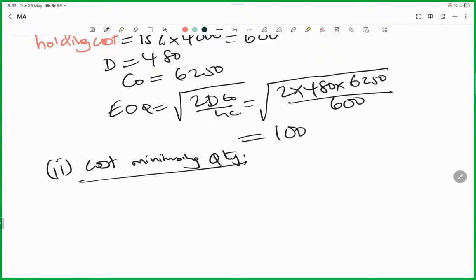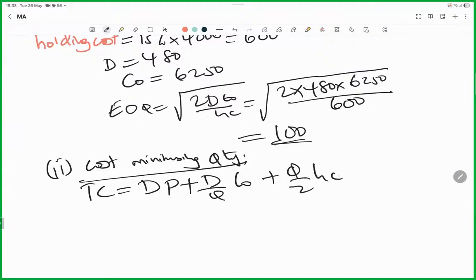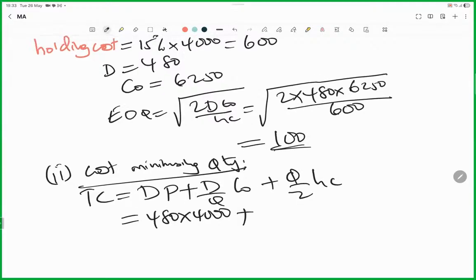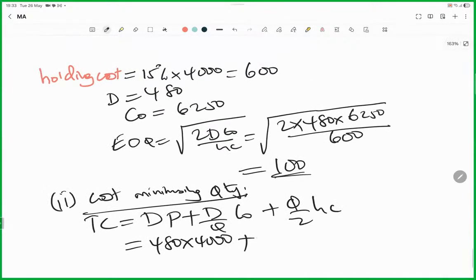First of all, we start by evaluating this EOQ. We give them total cost, which will be DP plus D over Q times CO plus Q over 2 times HC. Annual demand is 480. The price, if I remember well, you gave me a figure of 4,000, plus annual demand. Q is 100. Cost per order is 250.